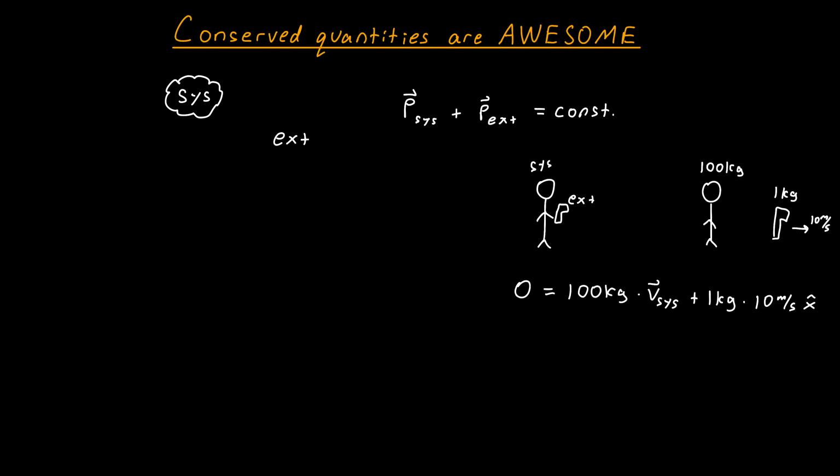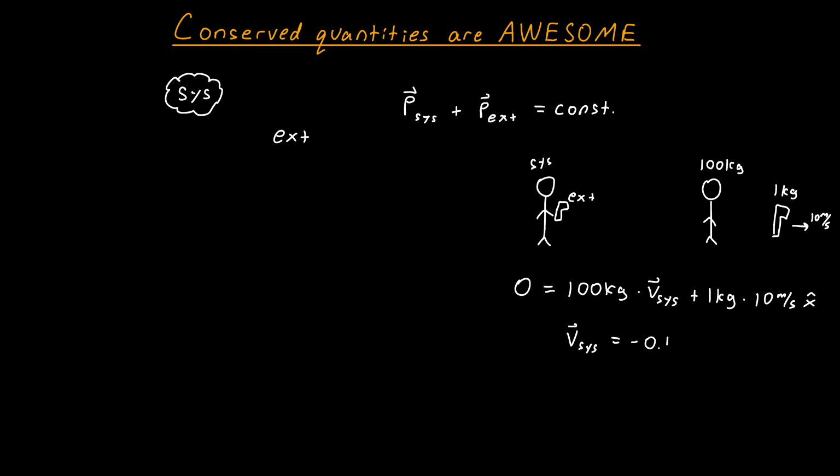And so we can immediately conclude that the velocity of the astronaut, v_sys, is going to have to equal minus 0.1 meters per second in the x direction. And that's so that the first term on the right-hand side cancels out with the second one and allows the conservation of momentum equation to hold true.